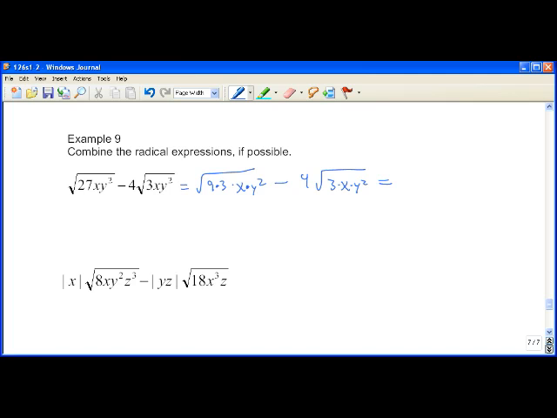So in the first one, the square root of 9 can come out. That's just 3. The square root of y squared is y. We have a 3x inside. The second one, there's a 4 out front. The square root of y squared is y. 3x stays inside. So we have 3y times the square root of 3x minus 4y times the square root of 3x. 3y minus 4y is just negative y times the square root of 3x.